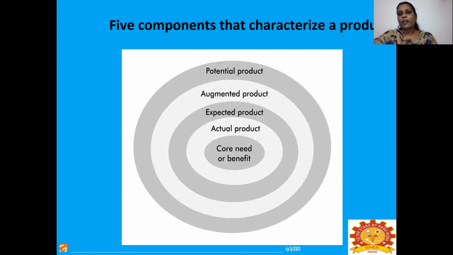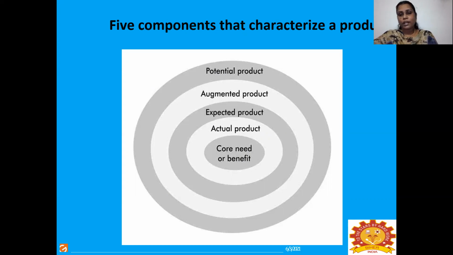Okay, the potential product. What is a potential product? The potential product is what the product can become in future, how it can be varied in the future, how it can be upgraded, how it can be modified in the future. So that is what is called a potential product. It includes all the upgrades and modifications that a business can make to the product in order to increase its life. So usually this happens during the growth stage, or it should happen during the maturity stage, because the next stage is the decline stage.